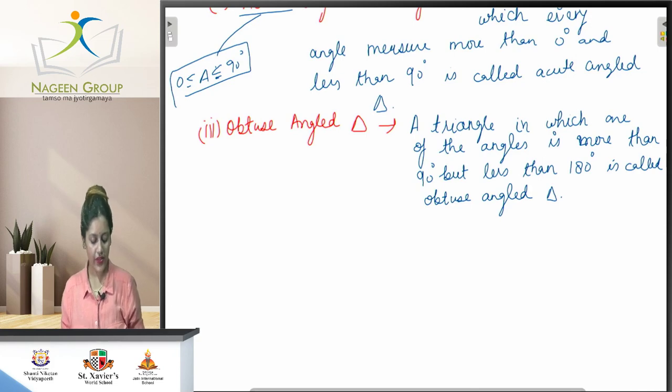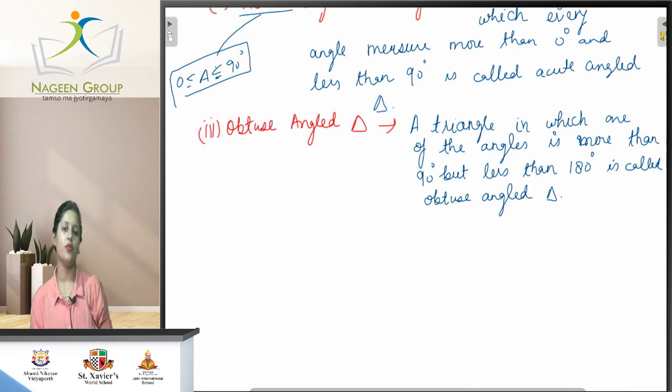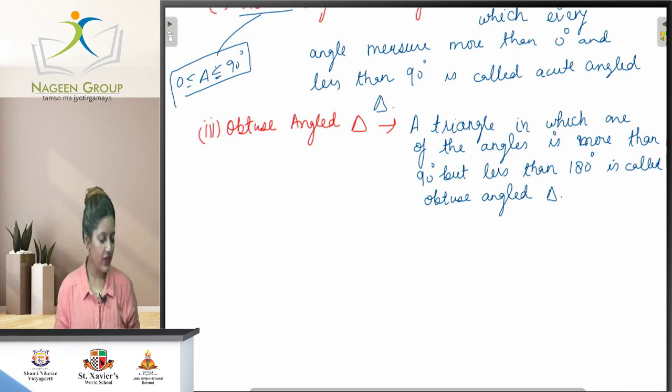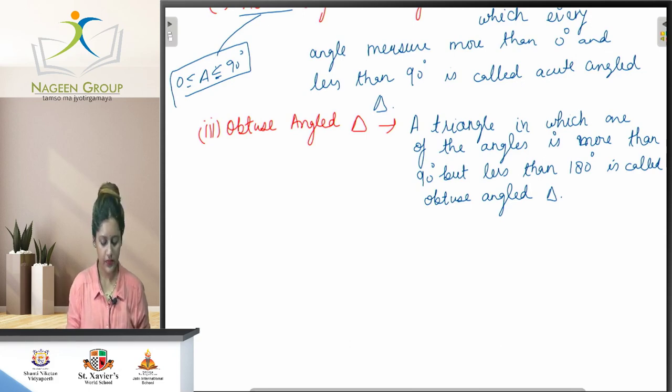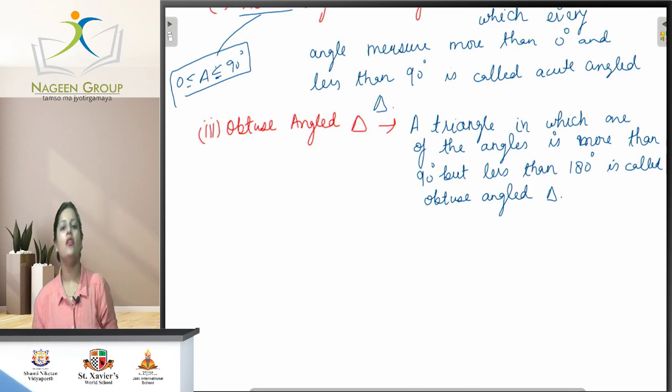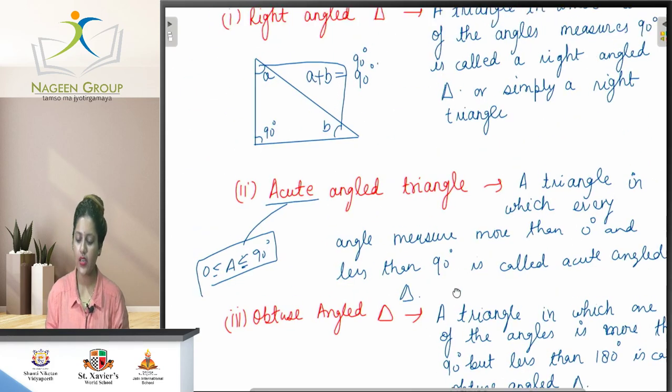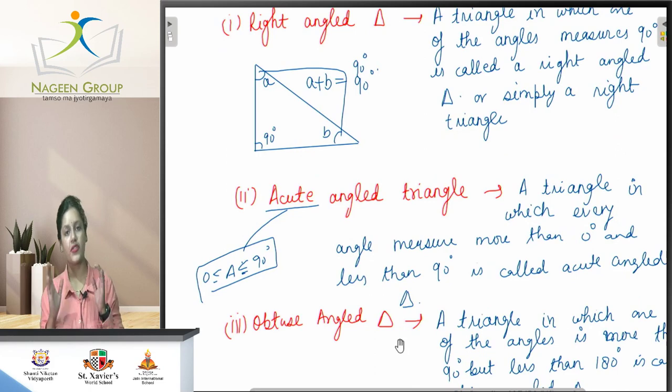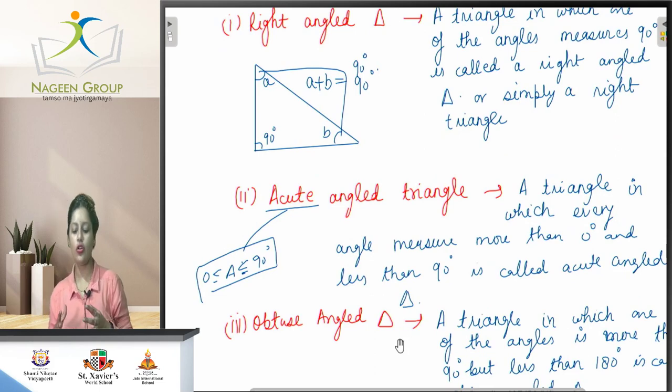So here we have completed our introduction part, in which we have learned first of all what is a triangle, next the types of triangle on the basis of sides, and the other one is the types of triangle on the basis of angles. So here we completed our introduction part.